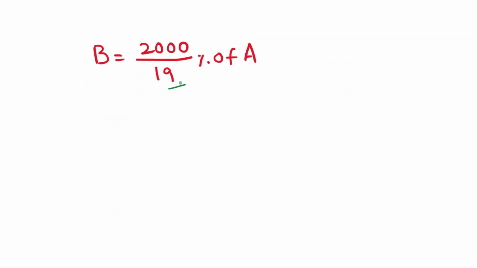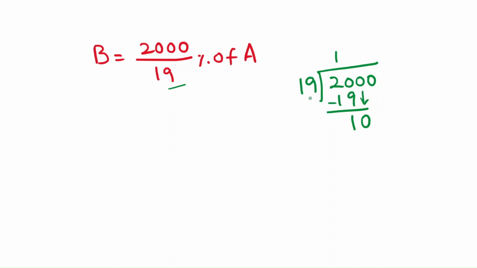This is an improper fraction. You have to convert it into a mixed fraction. Then that will be 2000 by 19. You have to divide. Then 19 times 1 is 19. 20 minus 19 is 1. And you have to put down 0. So 19 is greater than 10, so we can't divide. So you need to bring down another 0.